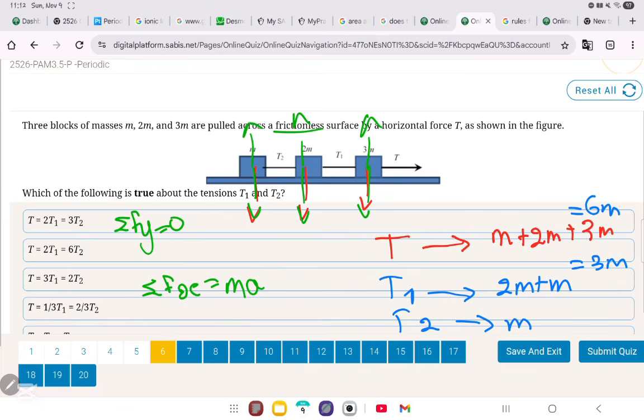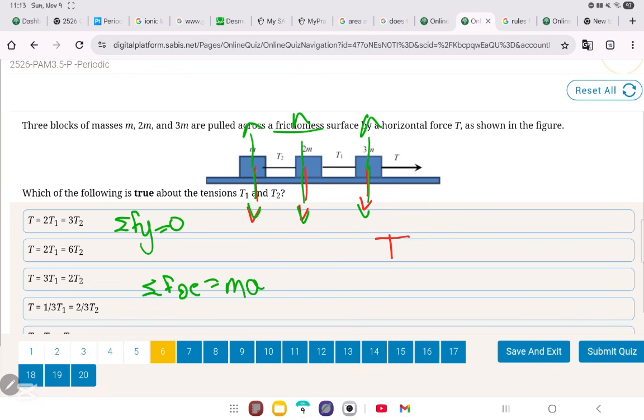So we start with tension T. Tension T is equal to the mass times the acceleration. What's the mass? The mass is 6m times the acceleration A. So let me erase all of this, okay? And I will write that the tension T is 6m times acceleration. Tension T1 is the mass, which is 3m, times the acceleration A. And tension T2 is how much? Mass m times acceleration A.